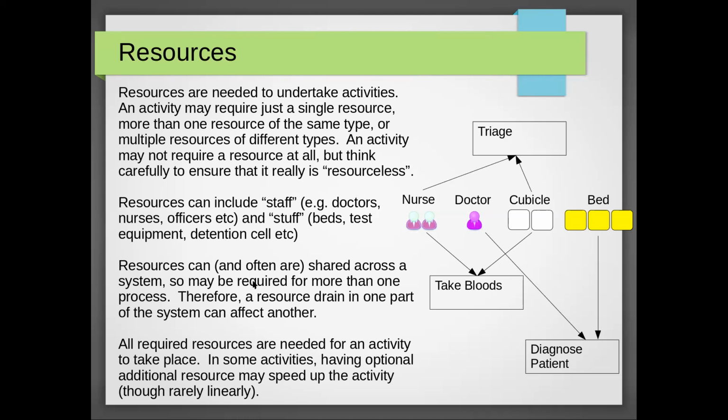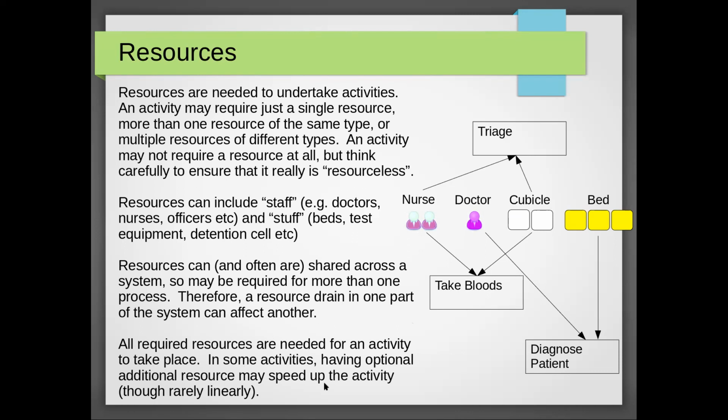Now, I mentioned before that resources can and often are shared across the system, so they might be required for more than one process. So what that means is that if you've got a resource drain in one part of the system, that can have a knock-on effect in another part of the system. And so that's very often the sort of stuff that you will see emerge from a discrete event simulation.